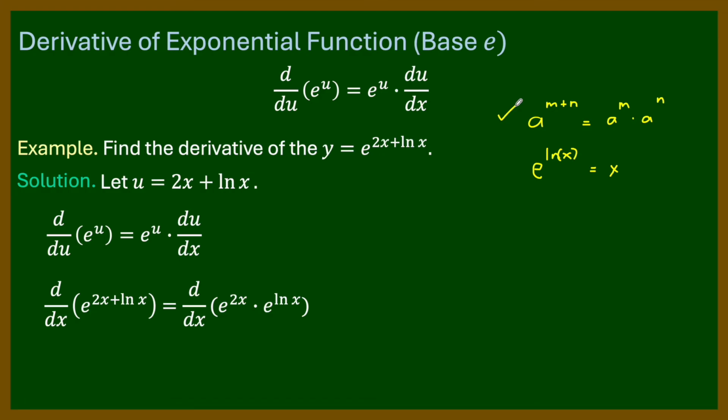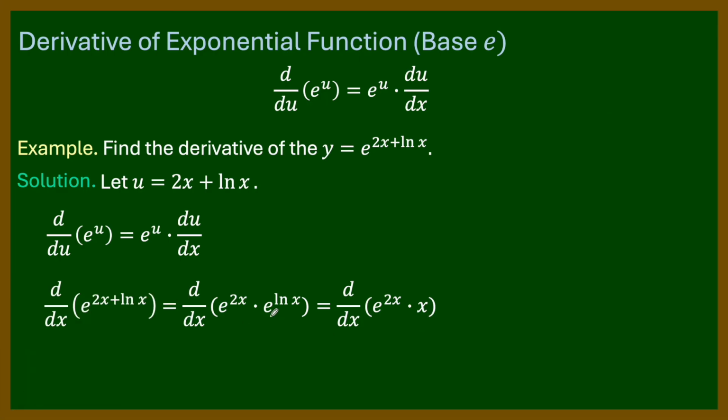But we all know that e raised to ln of x is just equal to x. Let us apply that property into this term. So, it will yield e raised to 2x times x. Now, this is the time that we can use the product rule. This is your first function, f. This is your second function, g.